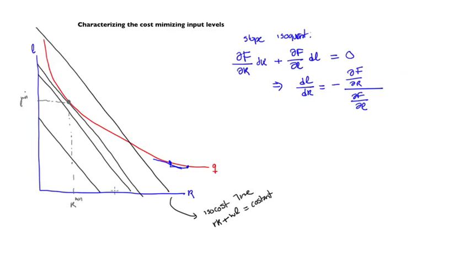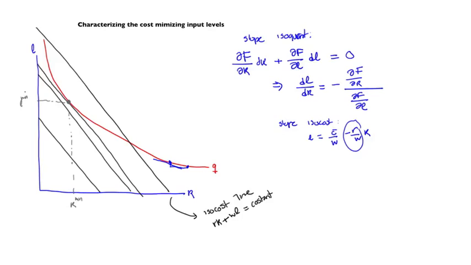Now let's ask, what's the slope of the isocost line? Well, we know the equation here. We can solve for L in terms of K, and what we get is L equals the constant, let's say C bar, divided by W, minus R divided by W, times K. That implies that the slope of the isocost is minus R divided by W.